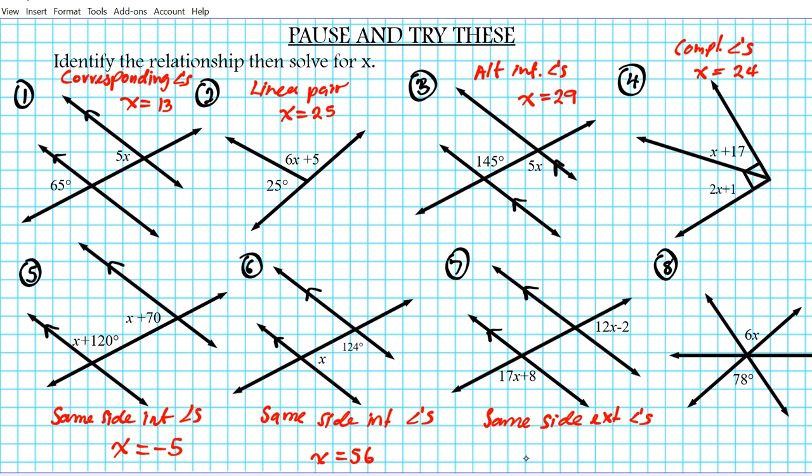and the measure of angle x is 6. For number 8, the last one, these two angles are vertical angles, and the measure of x is 13.